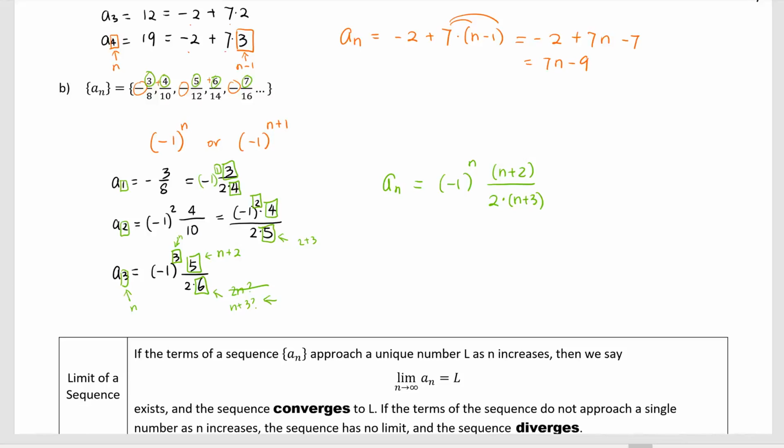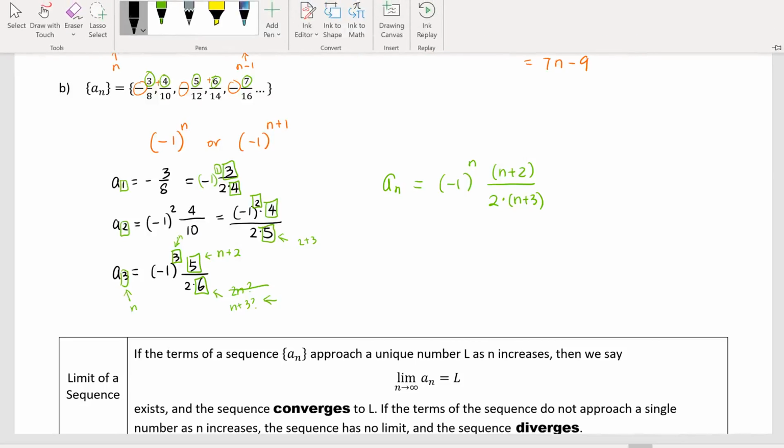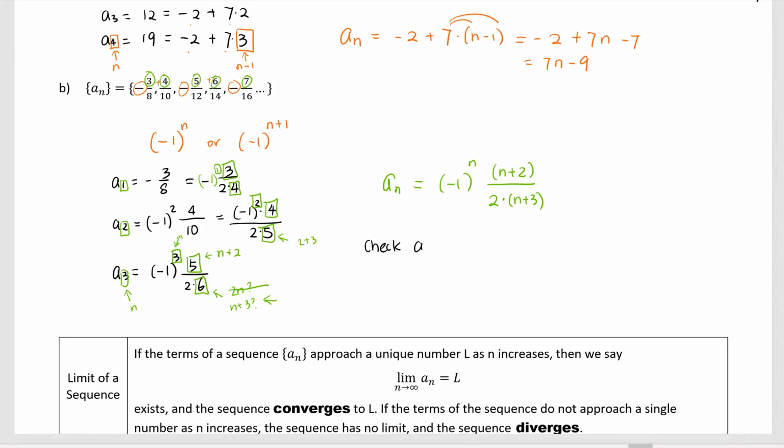Okay, yes. And let's check our work. We know A4 is what? 6 over 14. Is that equal to, we plug in, let's check whether this formula is correct. We plug in n equals 4. Minus 1 to the 4 is 1. And then 4 plus 2, do we get 6? Yeah. 2 times, what's 4 plus 3? 7. Yes, they are the same. It matches. So this formula is correct.